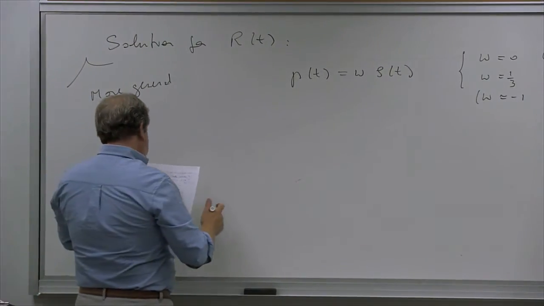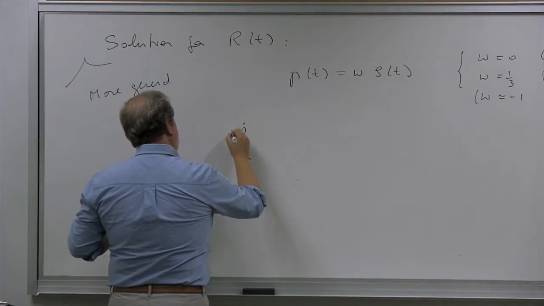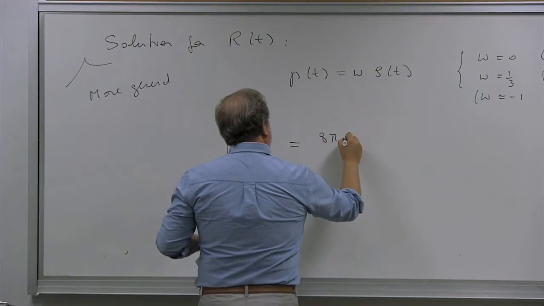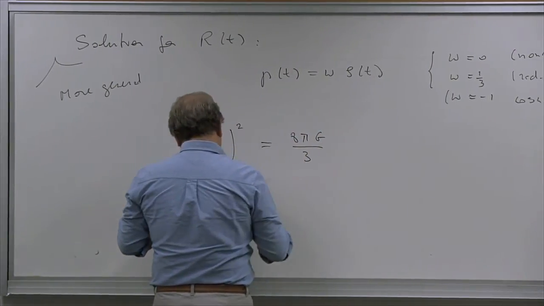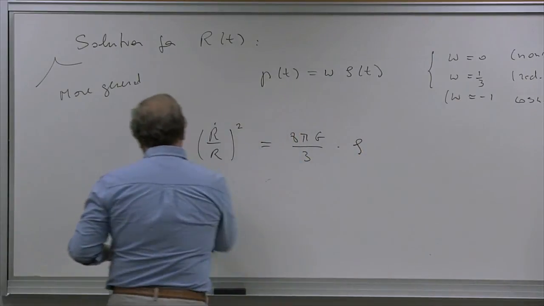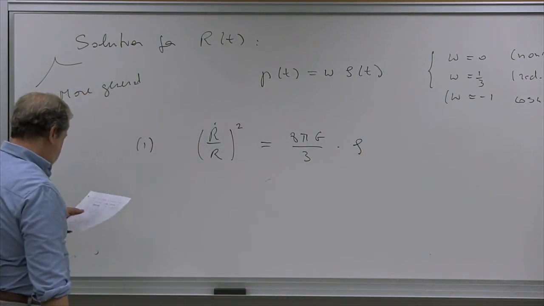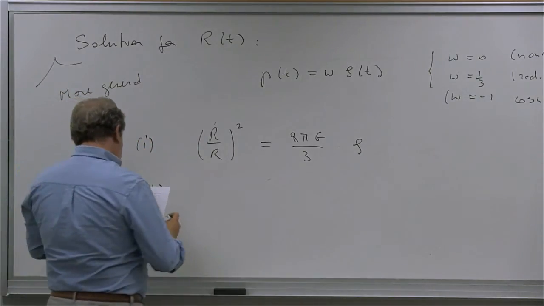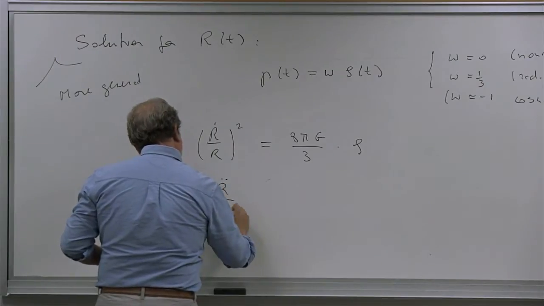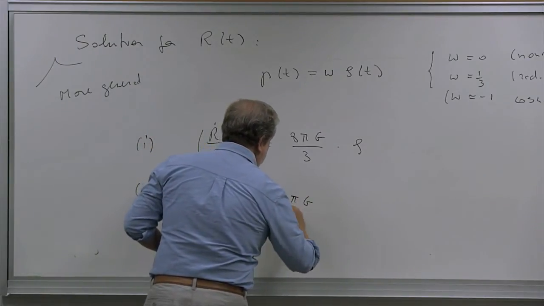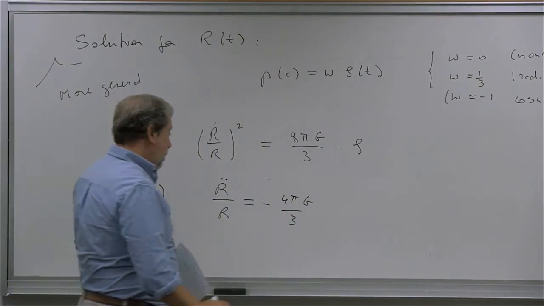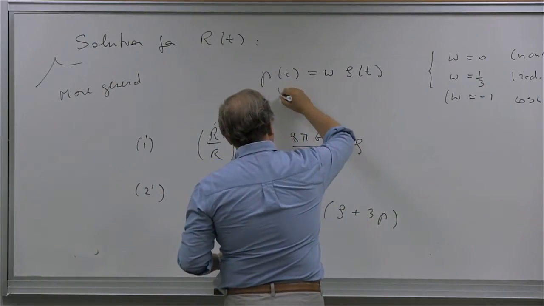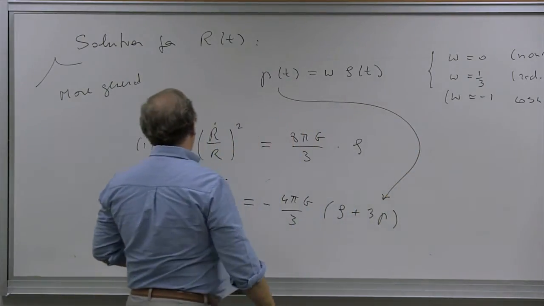the basic equation is that R dot over R squared is equal to 8 pi G over 3 times rho. Right? That's equation 1 or 1 prime maybe. It was actually 1 prime. And equation 2 prime was R double dot divided by R is equal to minus 4 pi G over 3 times rho plus 3p. Right?